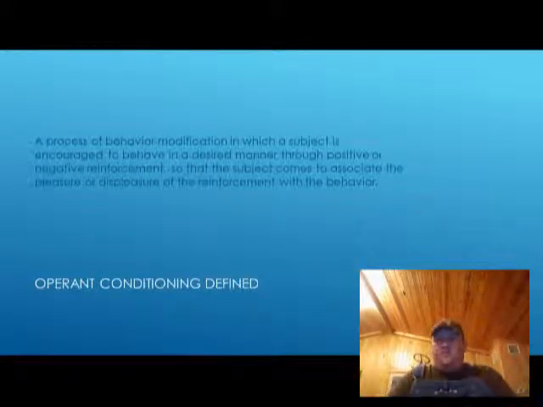All right, the process of behavior modification in which a subject is encouraged to behave in a desired manner through positive or negative reinforcement so that the subject comes to associate the pleasure or displeasure of the reinforcement with the behavior.